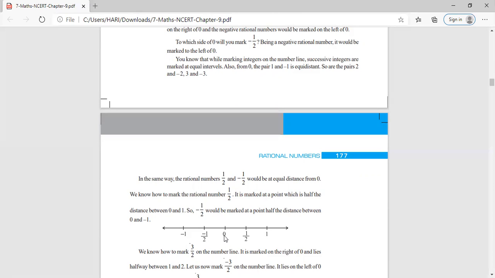In the same way we can mark any rational number on the number line. Only 2-3 things we have to take care of.